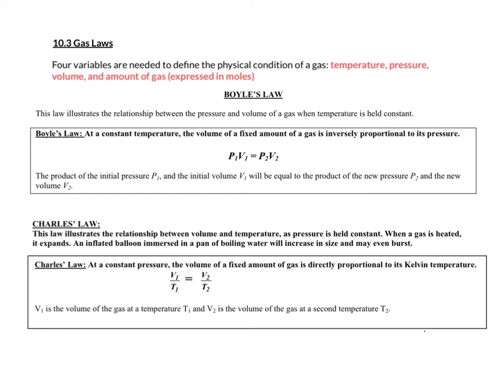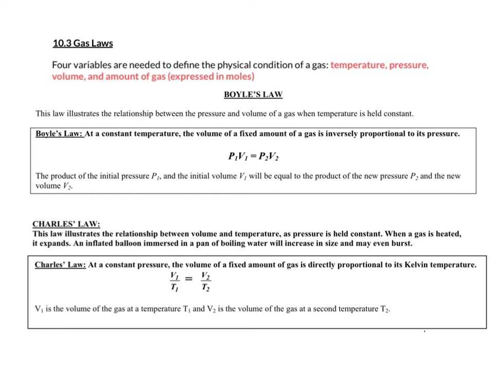Now in this chapter we're going to be studying the physical conditions of gases and physical properties of gases. And in order to do that we need to look at four variables. Those variables are temperature, pressure, volume, and the amount of gas, which means number of moles of gas. Now there are different laws that help us study the physical conditions of gas and how they relate according to temperatures, pressures, volumes, and number of moles.